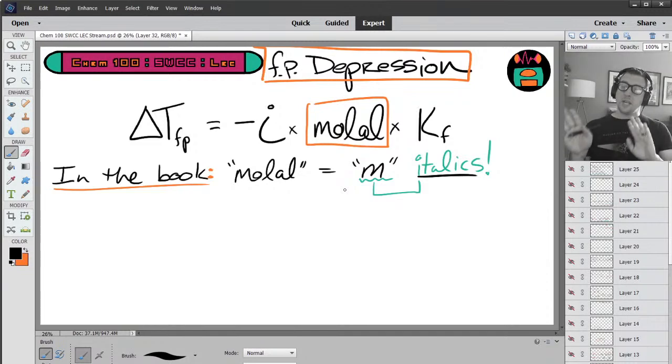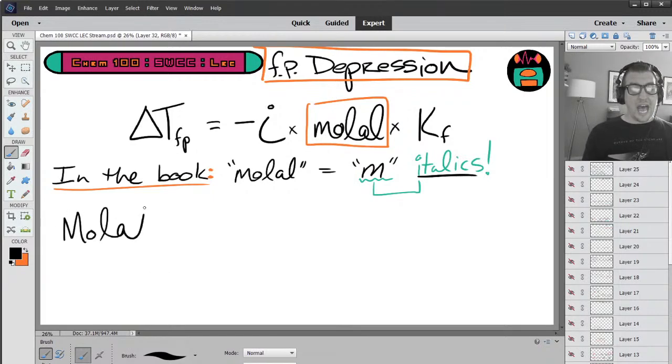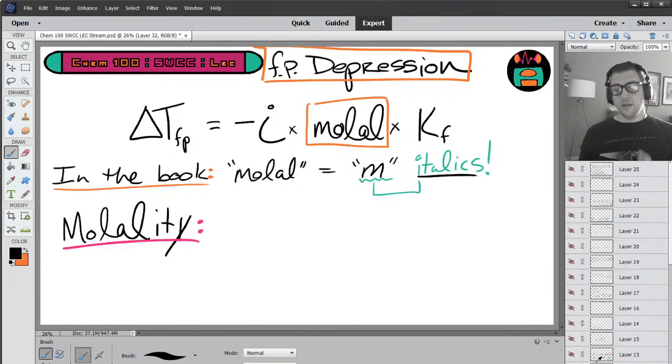Italics lowercase m is the abbreviation for a concentration unit known as molality, not to be confused with molarity. This is molality. All right. Molality, which I will always just write as molal to be clear. But in the book, when you see the italics M, it's molality. So you just got to know and sort that out for yourselves. But I will, in lecture here, always write it as molal.